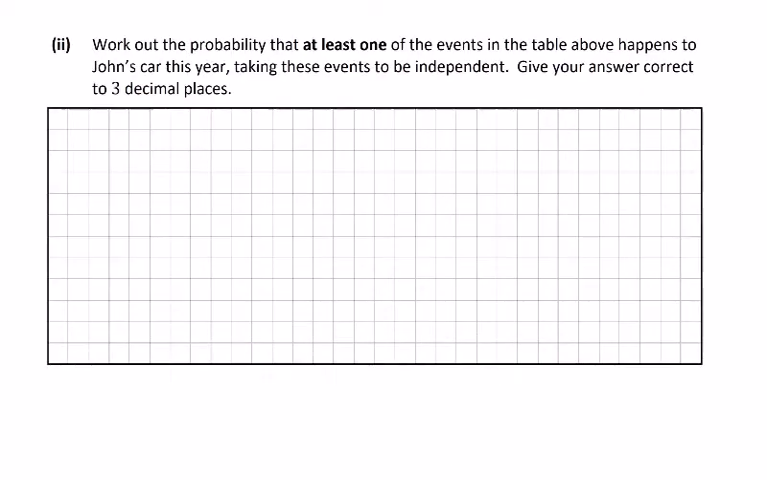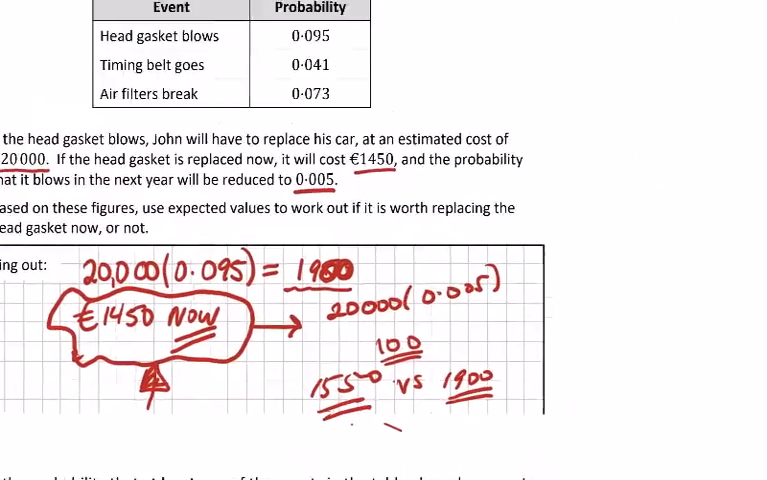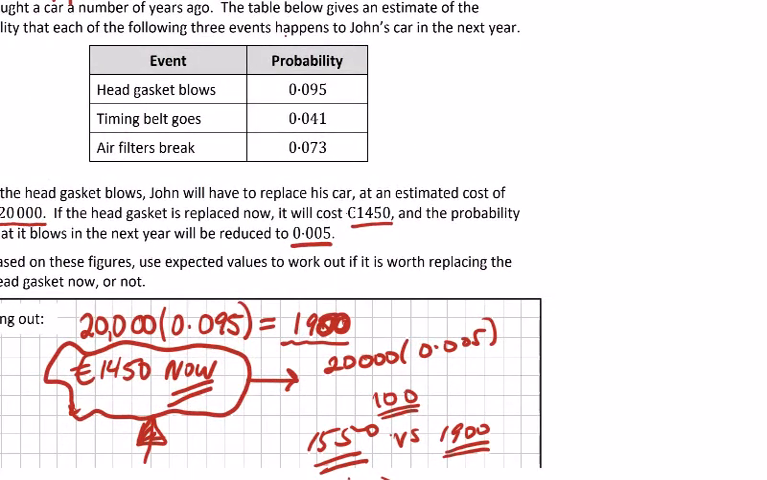The last part, work out the probability at least 1. So 1 minus the probability of none happening here. You see at least 1 and it's given in bold. So the probability at least one of the events in the table above happens to John's car this year, taking the events to be independent. So what's the probability of them not happening?